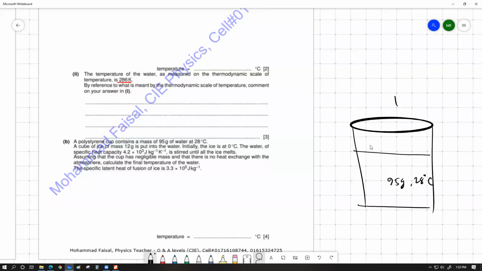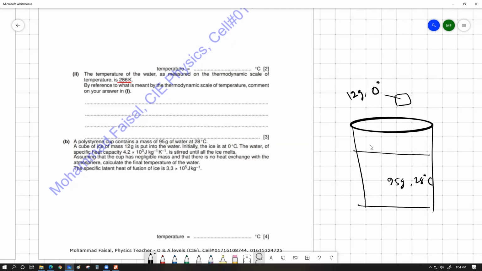We're gonna drop a cube of ice which has a mass of 12 grams, and initially the ice is at 0 degrees Celsius, which means it is about to melt. It's at the transition temperature, it's at the melting point. This much is put into the water. The water of specific capacity 4.2 × 10⁻³ joule per kg per Kelvin is stirred until all the ice melts. So we dropped it over here, and then we kept on stirring until all the ice is melt.